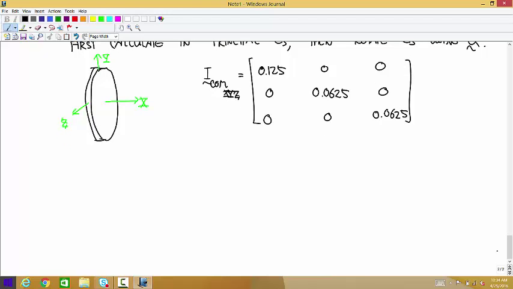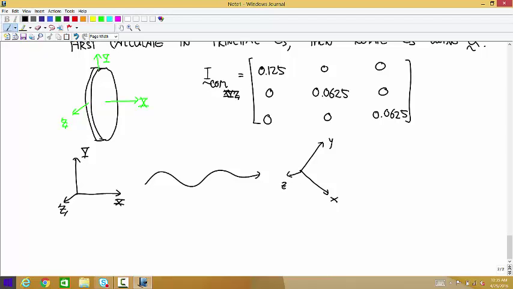Any questions yet about that? Just finding the moment of inertia matrix about the center of mass in the principal coordinate system. And now we're going to go from this coordinate system to this one. What kind of rotation do we need to do to get from here to here? Negative 45 degrees about the z-axis. Yep, perfect. Anyone have any questions about that?